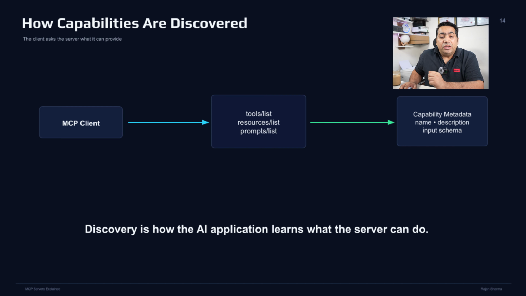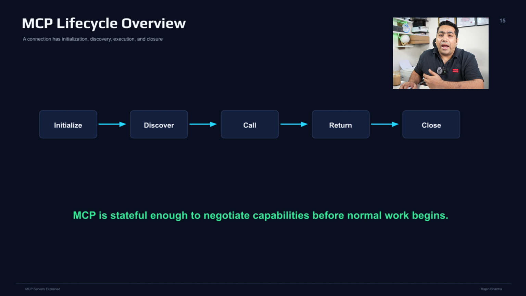So let us zoom out and look at the pattern and the life cycle. The flow is simple: initialize, discover, call, return, close. First, the client and the server initialize the connection. The client discovers capabilities. The client calls a tool or a resource. The server returns the result, and finally the connection can be closed. This life cycle gives MCP a clear structure before actual work begins.